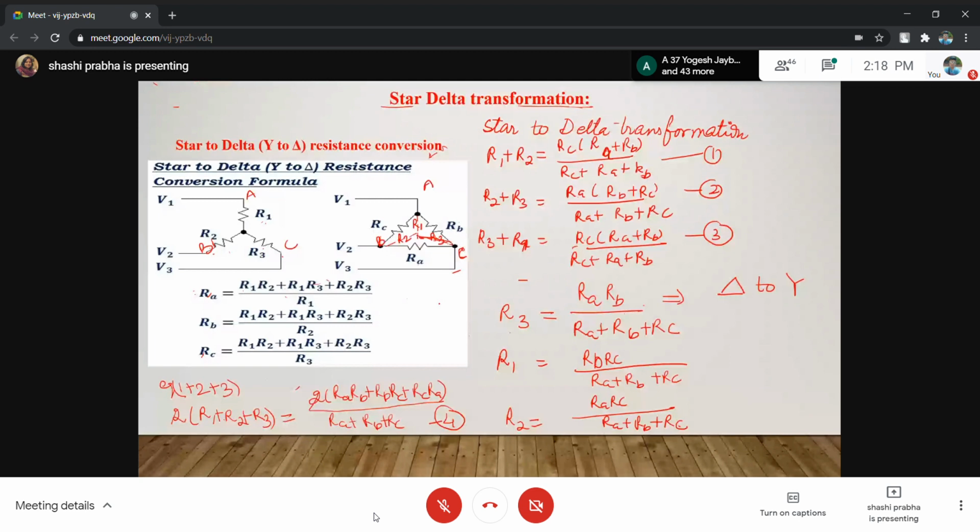you want to find this resistance, say 5, 4 and 3. What about this resistance? 5 into 4 divided by 5 plus 4 plus 3. What about this one? 5 into 3 divided by 5 plus 4 plus 3. What about this resistance? 4 into 3 divided by 4 plus 3 plus 5. So you understood how to convert any delta to star. You just have to remember by trick.